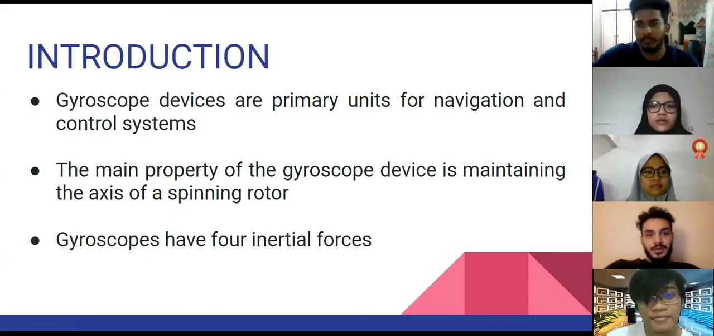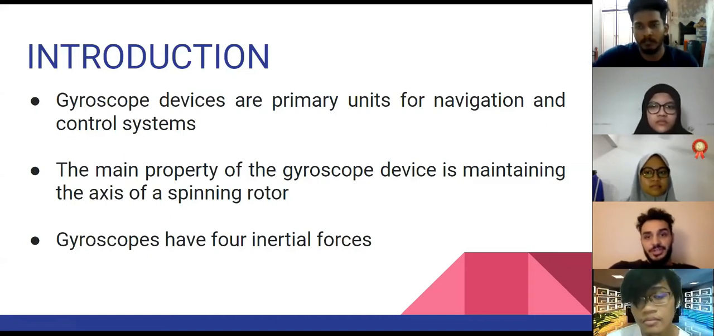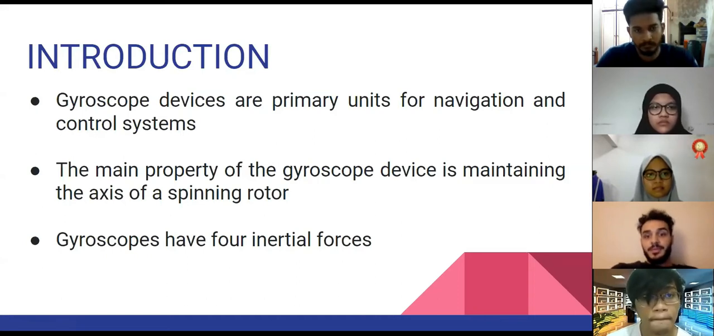As for the introduction, gyroscope devices are primary units for navigation and control systems. The main property of the gyroscope device is maintaining the axis of the spinning rotor, for which mathematical models have been formulated on the law of kinetic energy conservation and the changes in the angular momentum.